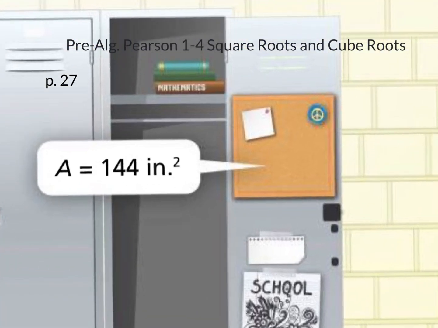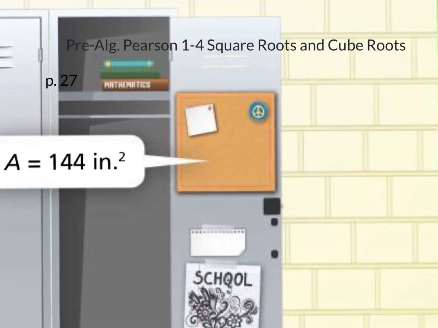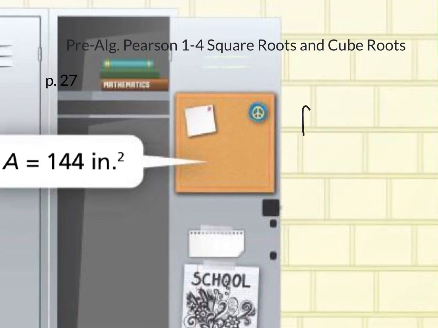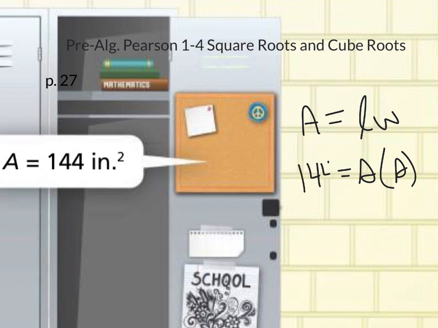inches. So if that's the area, we know the area of a square or area of a rectangle is length times width. And that works for squares also. It's just in a square, the length and the width are going to be the same. So basically we're thinking of a number times itself. If they're both the same, a number times itself, that equals 144.